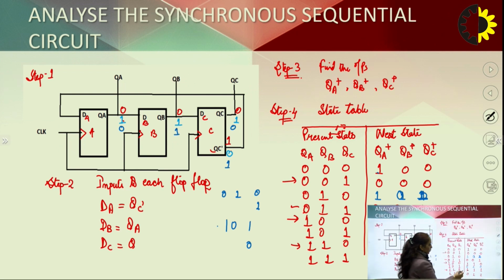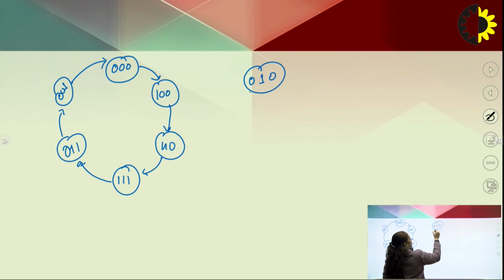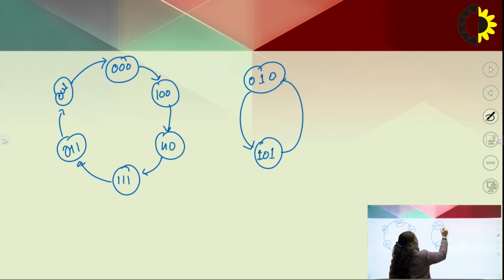And two states which we have written in blue, from 0 1 0 it will go to 1 0 1 state, and from 1 0 1 it will go to 0 1 0 state, right? So two states are isolated. From 0 1 0 it will go to 1 0 1 state, and from 1 0 1 state it will again go back to 0 1 0 state.